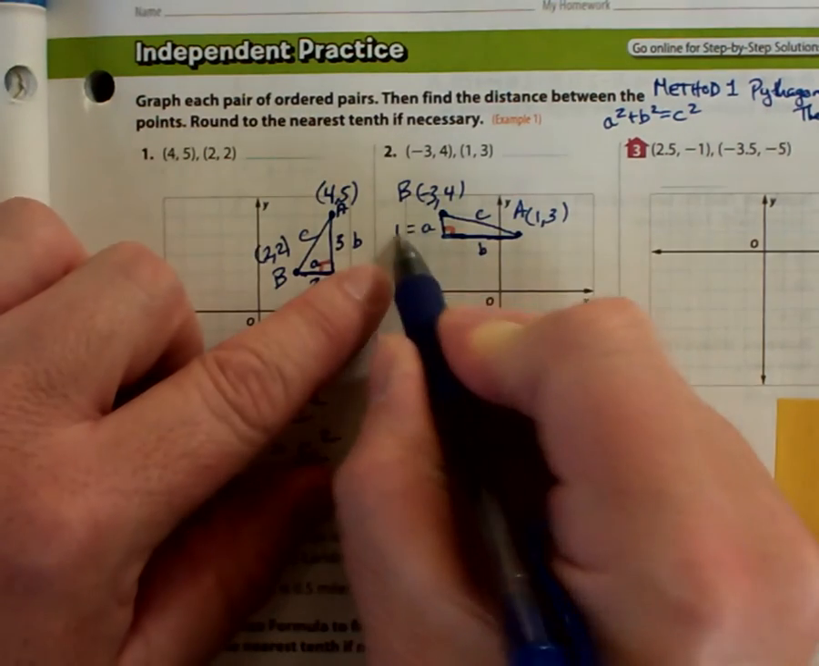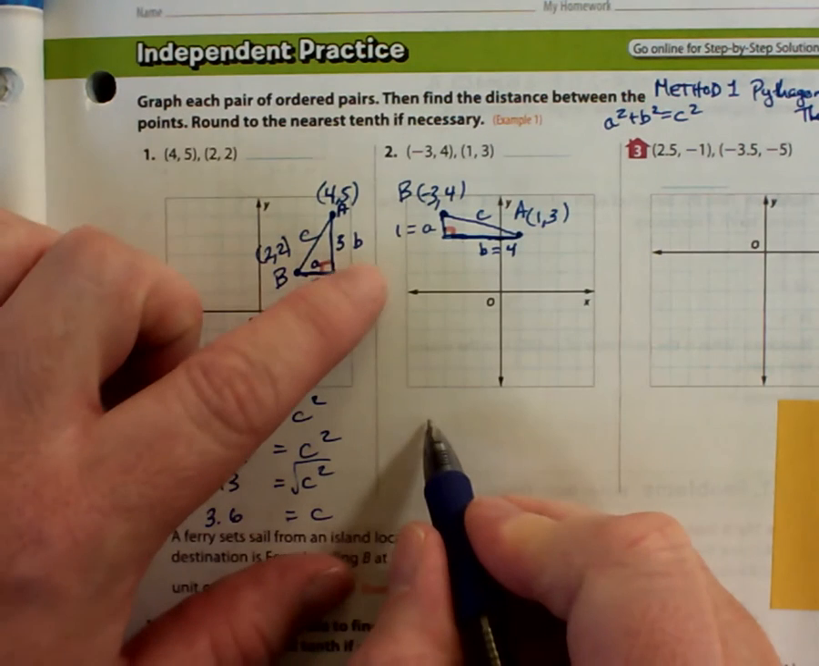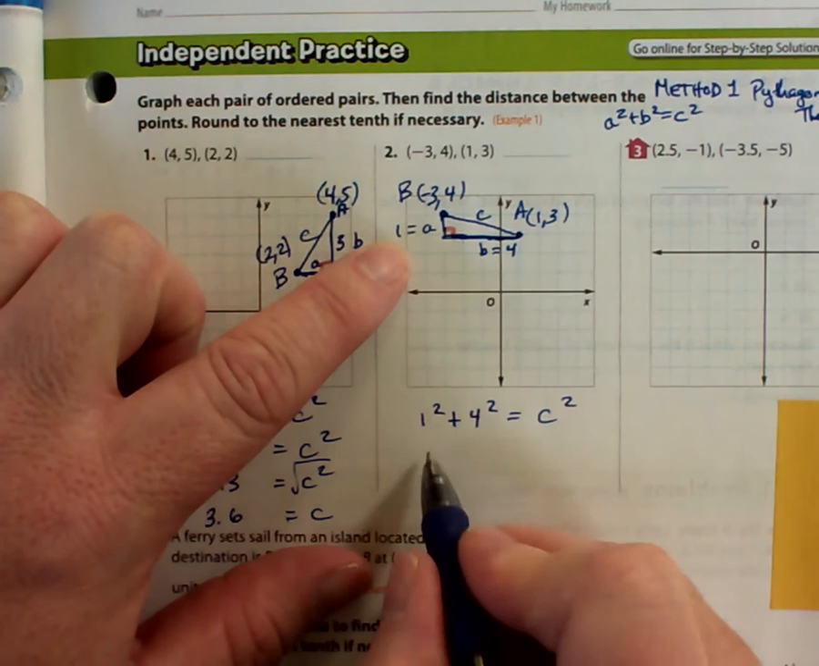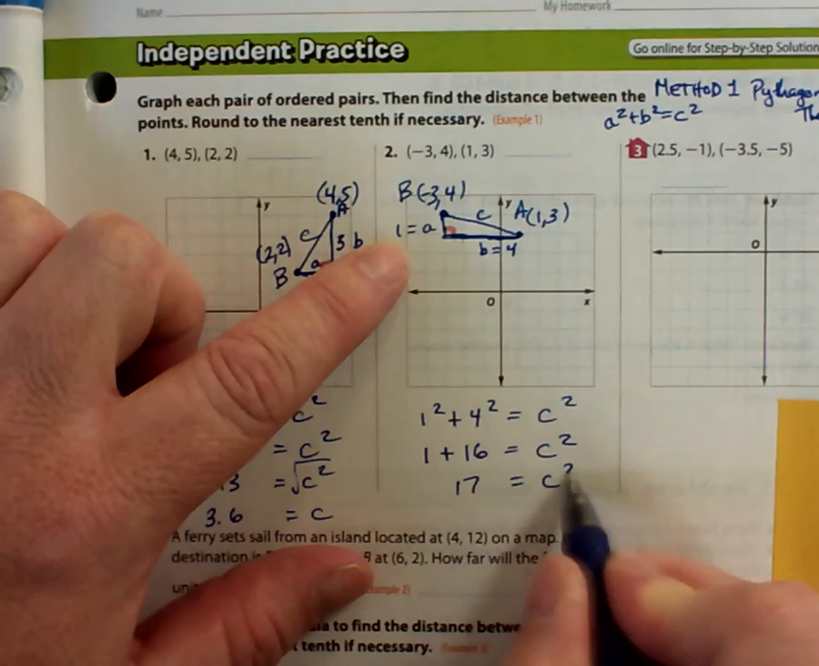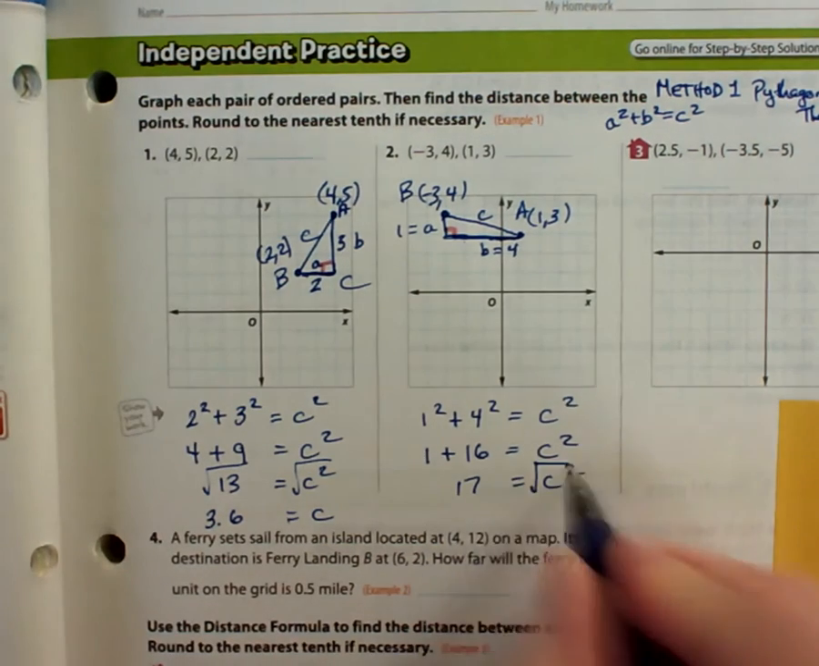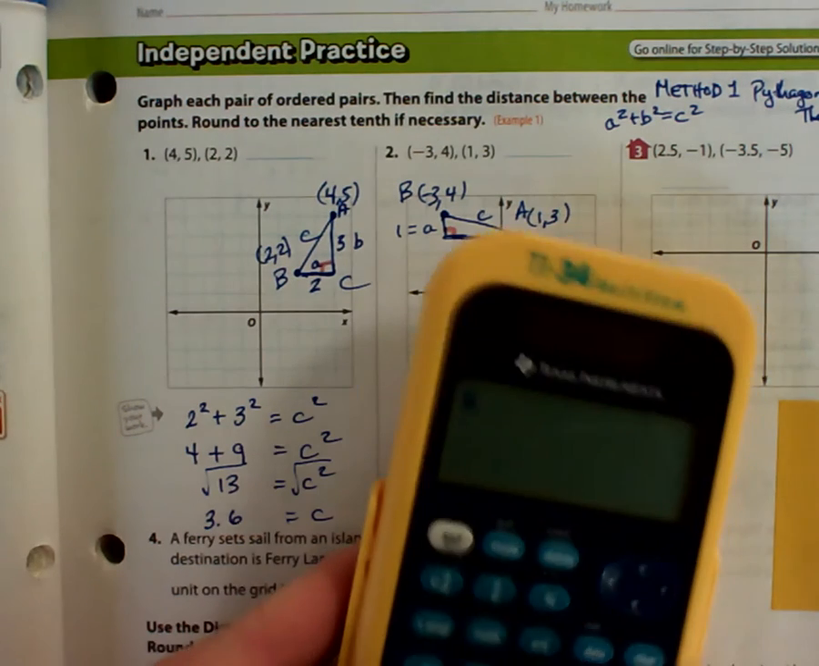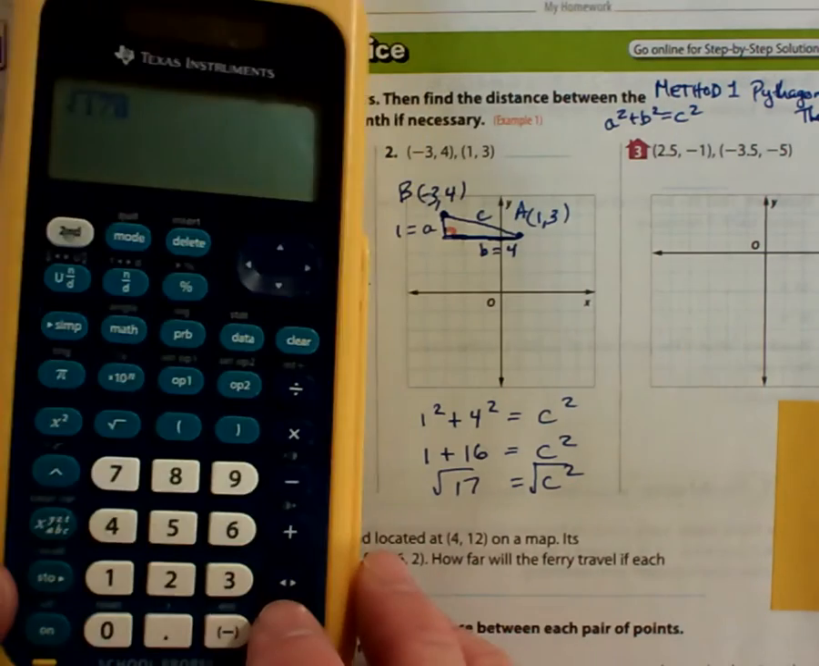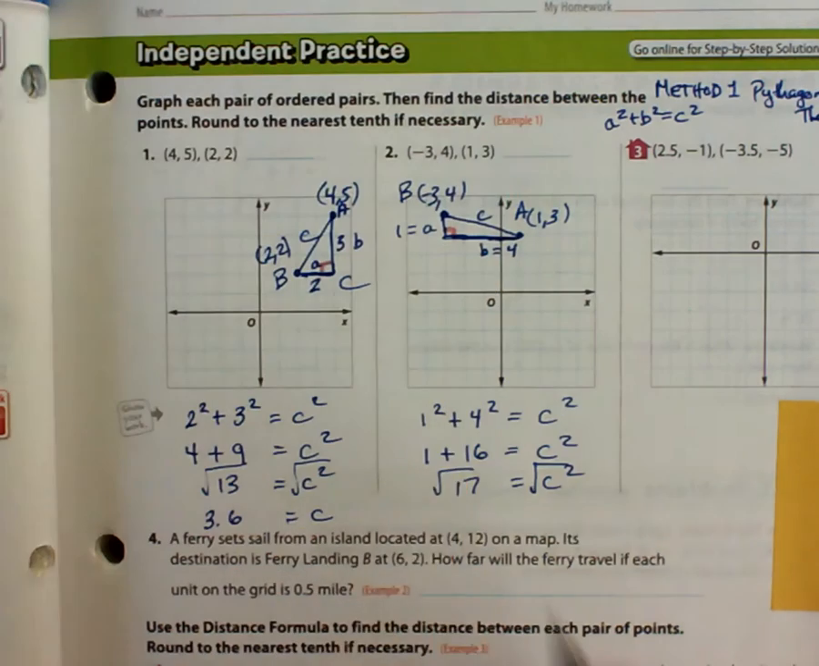So A is equal to 1. 1, 2, 3, 4. B is equal to 4. And then we'll do 1 squared plus 4 squared equals c squared. 1 plus 16 equals c squared. 17 equals c squared. And now we just need to take square root. The square root of 16 is 4, so this is slightly bigger. It's probably 4.1. Radical 17. Again, I'm sorry about the light. Square root of 17, there it is. 4.12, so 4.1.